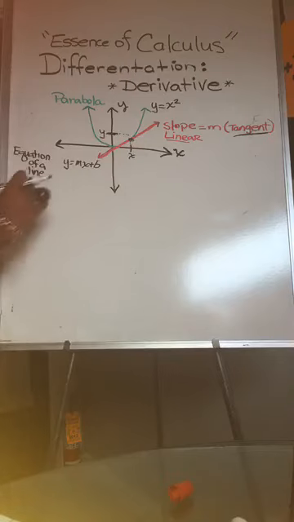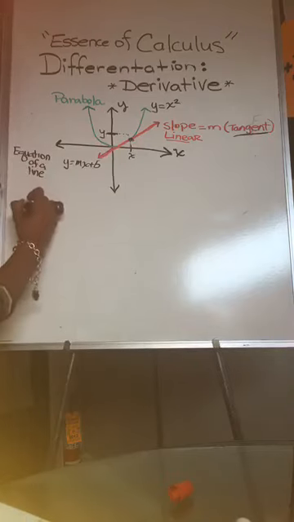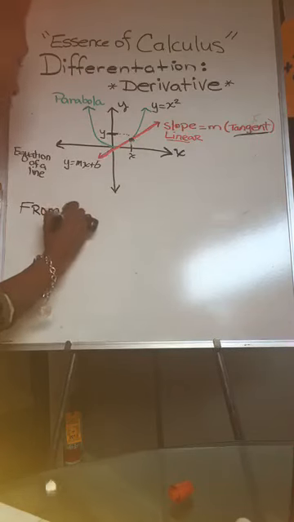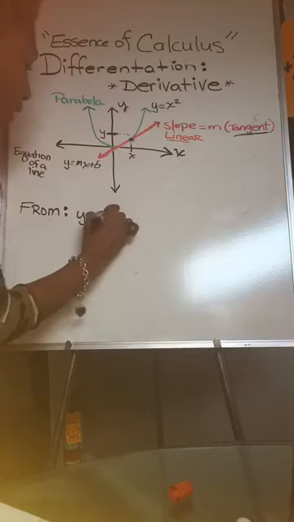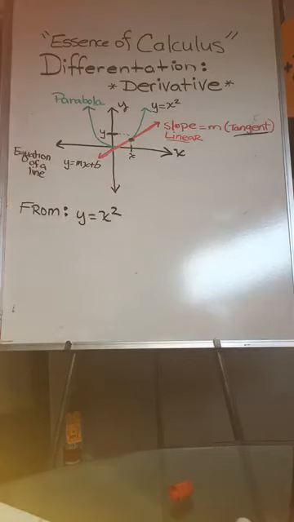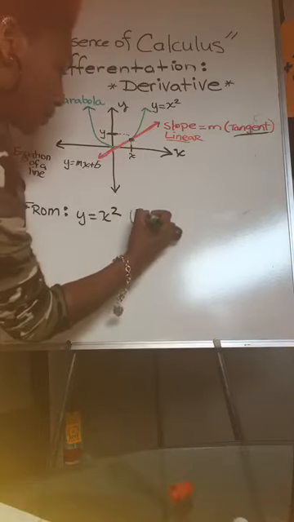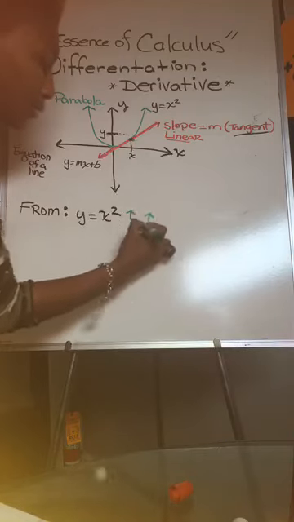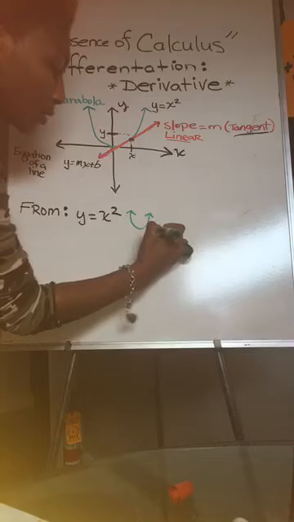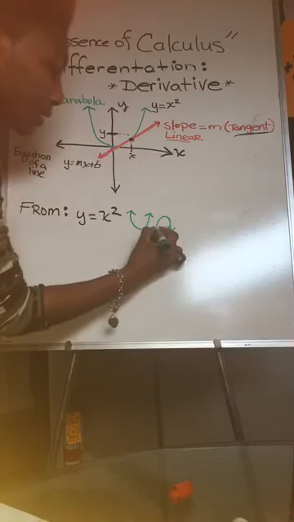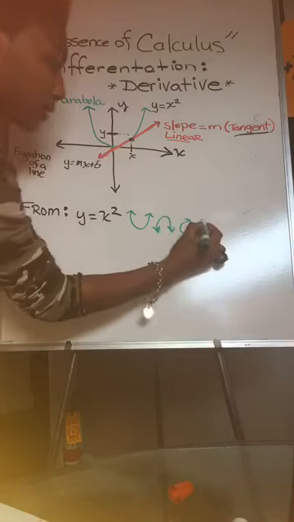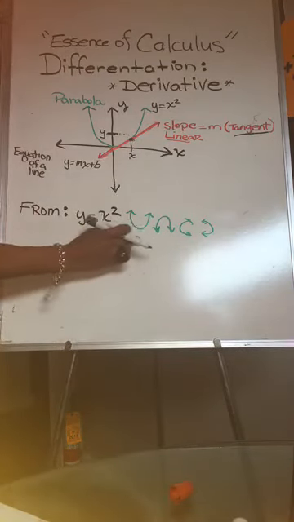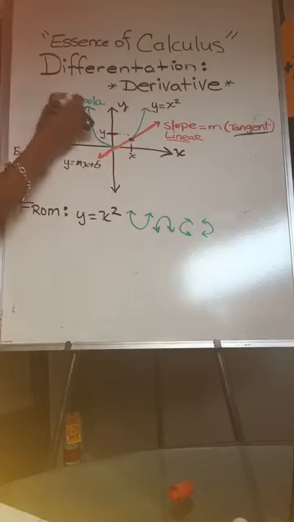Okay, so now we're going to get right into calculus. So we're going from y equals x squared. Okay, that is the parabola. So when you see something like this, this is called a parabola. It can go pointing upward. It can also go pointing downward or sideways. Doesn't matter how that parabola is drawn. But when you see a curve like this, it is called a parabola.